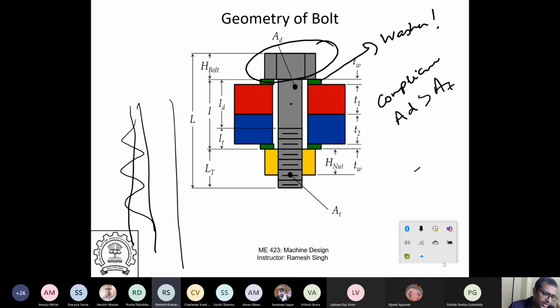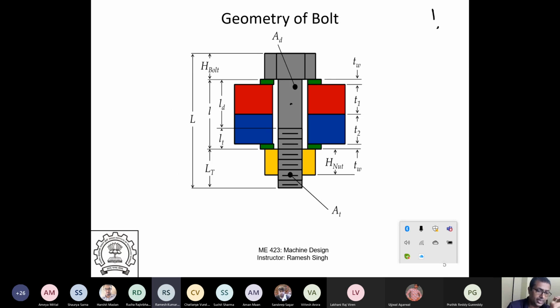Washer, nut, and then thread. And this can be the two things which you are joining, the two components which you are joining, T1 and T2 thickness. Okay, any questions now?